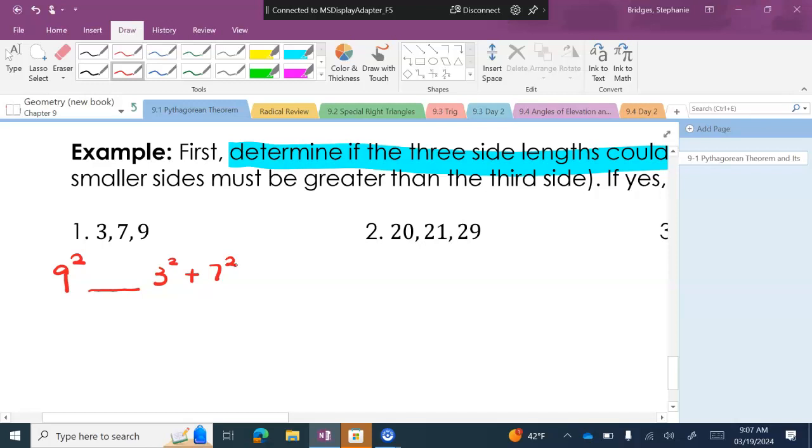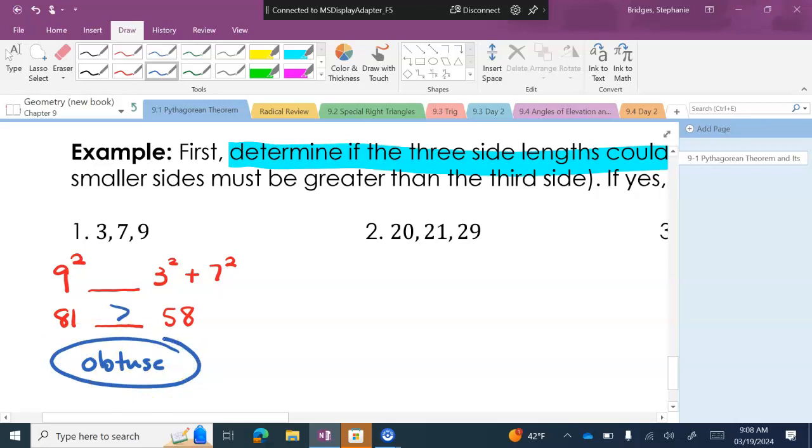Is everybody ready? What's 9 squared? 81. Okay. And then what I want you to do is 3 squared plus 7 squared. 58. Does everybody agree with 58? Okay, so let me ask you this. Is 81 greater than, less than, or equal to 58? Greater than, which means this is what kind of triangle? Obtuse.